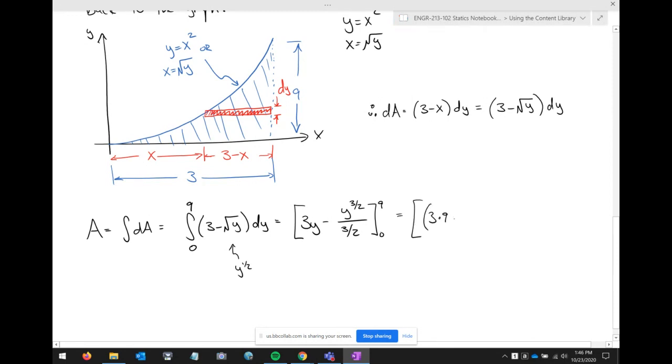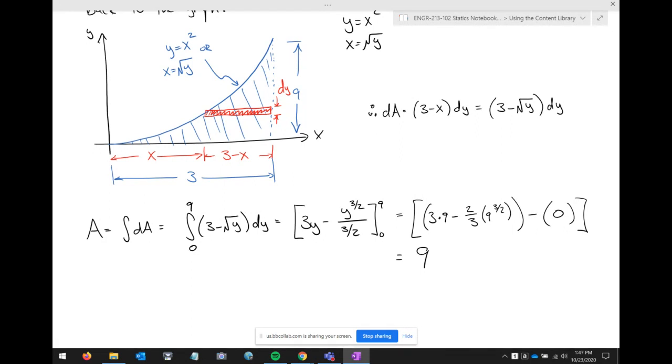3 times 9 minus, and if I flip that fraction, I get 2/3, 9 to the 3/2, minus, and if I plug in 0 for both of these terms, I'm going to get 0. And I promise you, if you chug that out, you're going to get 9. Why? Because the area is 9. I just did it a different way, okay?